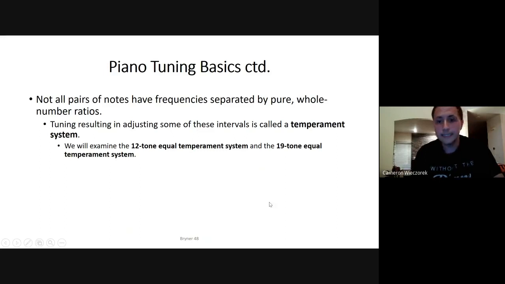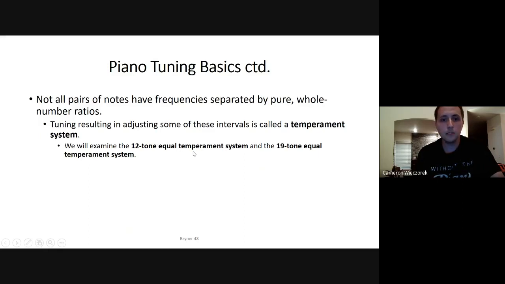But unfortunately, not all pairs of notes have frequencies that we can separate by these pure whole number ratios. It can often be very difficult to get every pair of notes on the piano into this just system. And so oftentimes we compromise a little bit, and the tuning that results from adjusting some of these intervals and tweaking them to get them as close as we can to the whole number ratio is what we call a temperament system. So it uses approximation to get things as close to pure whole number ratios as possible.